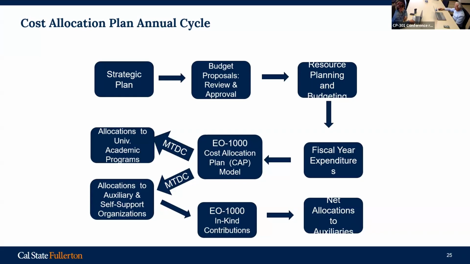Once we allocate to each of the auxiliaries and self-support, we then do the discount by recognizing the in-kind contribution, and then we issue the final net allocation. So this is what the auxiliaries and self-support end up paying.